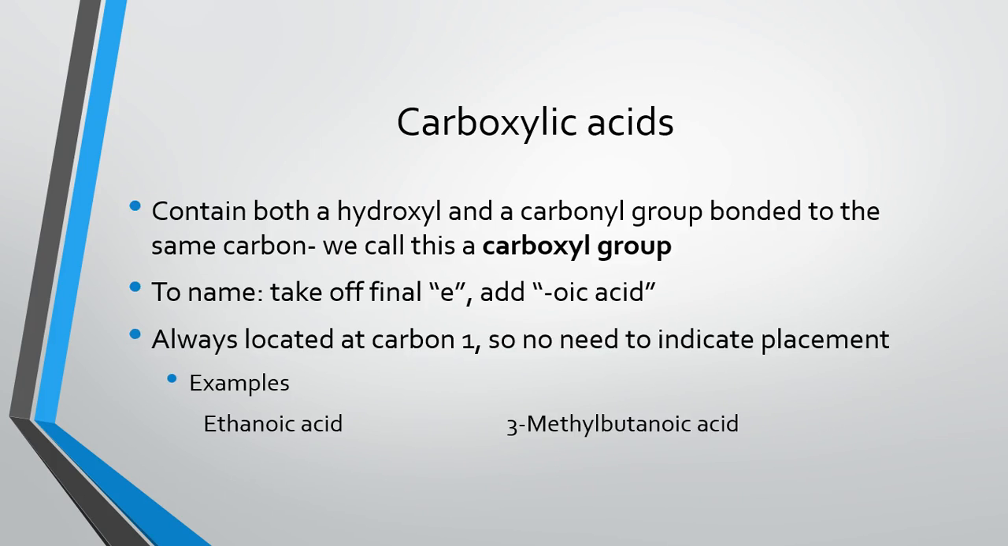Okay, carboxylic acids. These contain both a hydroxyl and a carbonyl group bonded to the same carbon. So altogether that has a different functional group name. We call that a carboxyl group. So when we want to name carboxylic acids, we're going to take off the final E in the name and add oic acid. So if I had butane with a carboxyl group on one end, I would take the E off of butane and call it butanoic acid.